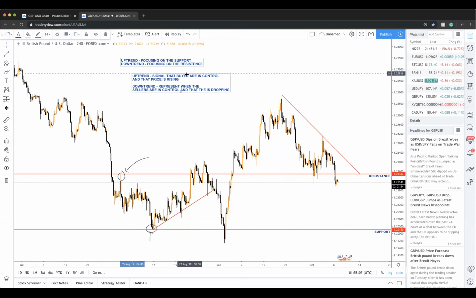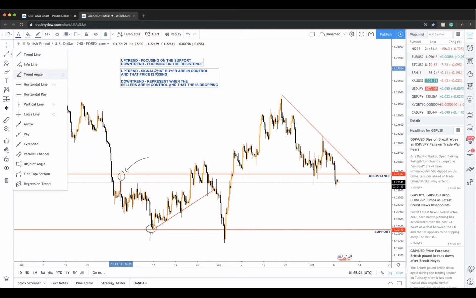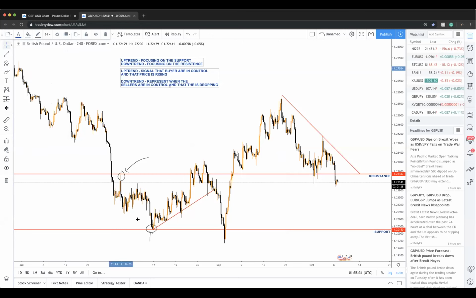So here we have two things to keep in mind. On an uptrend, I focus on support, which shows me the floor of that trend to the upside. Every time the market goes up and comes down, goes up and comes down, that is the lowest point of the trend. On an uptrend, we said that when the buyers are in control, it's causing price to rise. And on an uptrend, we're also focusing on the lows of that trend, which in that case, every time the market touches that trend, it's simply creating higher low points.